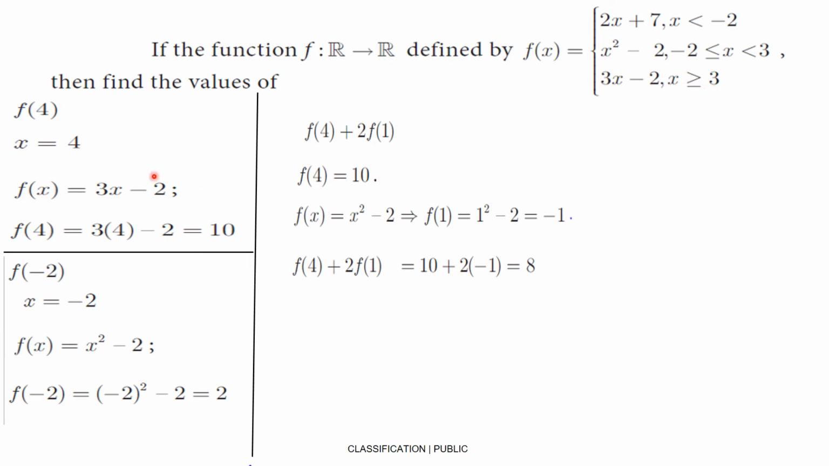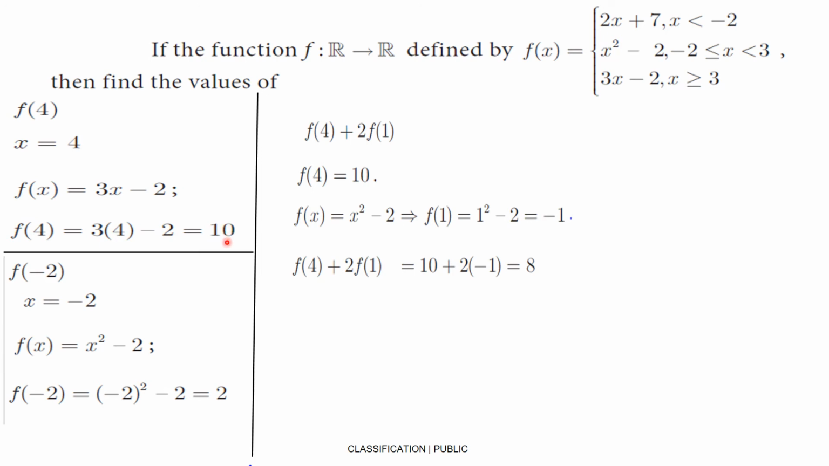Then find the value of f of 4. F of 4 means which condition applies? For 4, x greater than or equal to 3. This condition only is satisfied here. So we take 3x minus 2 as f of x. You substitute the value for x: f of 4 equals 3 into 4 minus 2, that is 12 minus 2 equals 10. Clear?